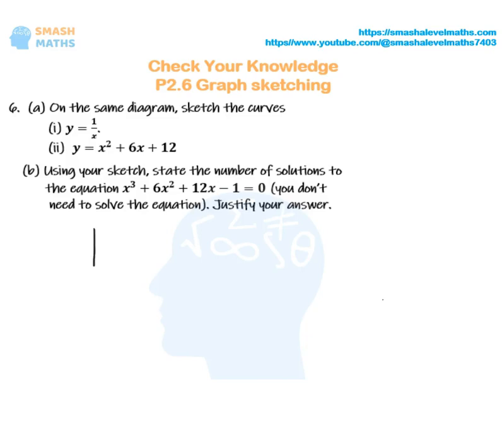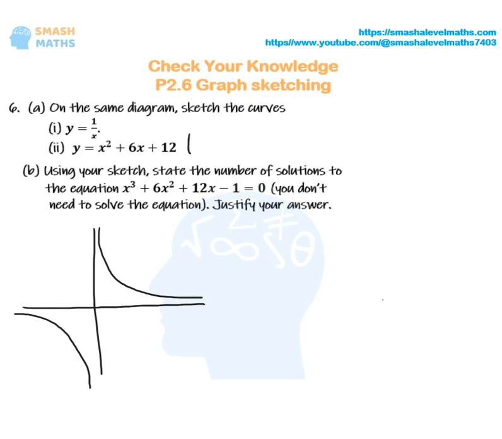So for part A of this question, we've got to put two curves onto the same axes. The first one being y equals 1 over x. That's our standard reciprocal curve, which we should know looks like that. We've got asymptotes at the x and the y axes. And then we've got y equals x squared plus 6x plus 12.